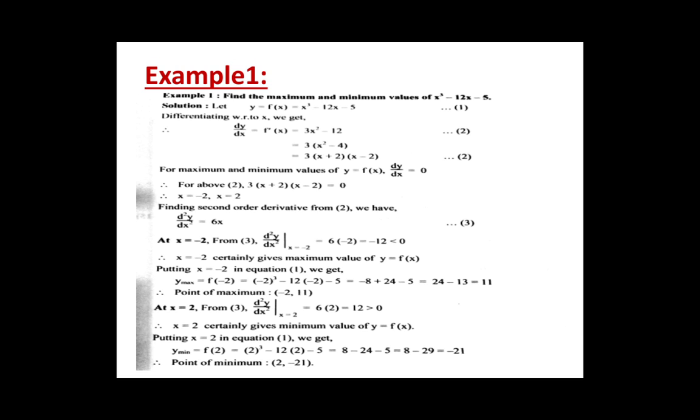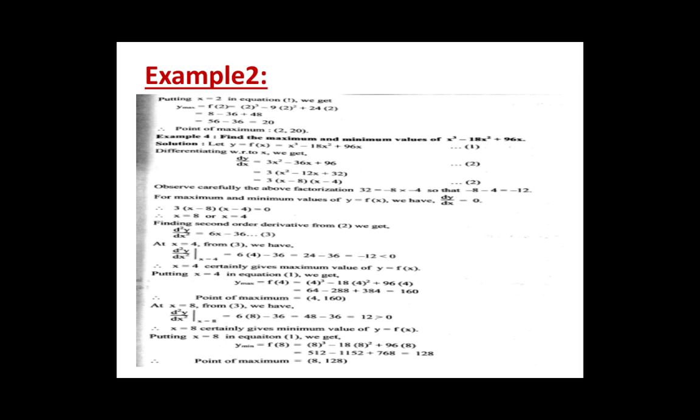Then the next step is to substitute that x value in the second order derivative and check the condition, whether we are getting positive or negative. If the second order derivative is positive, that means we get a minimum value of y. And when we get a negative second order derivative, means d2y upon dx square is negative, less than 0, then by substituting x we get the maximum value for y. Okay, see one more example.